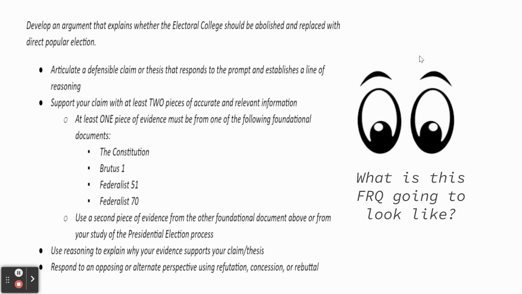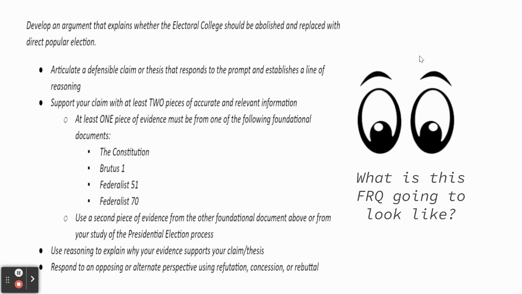This one basically says, develop an argument that explains whether or not the Electoral College should be abolished and replaced with direct popular election. Okay, so it's basically saying, should we get rid of the Electoral College and replace it with direct popular election? This is something we talked about in class. So there's no right or wrong answer to this. It's all based on how you support your evidence.